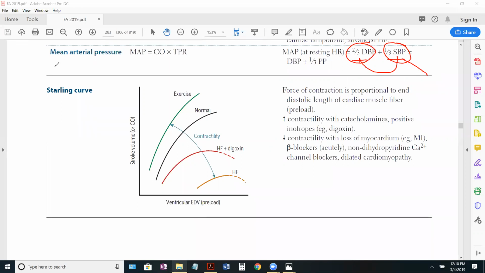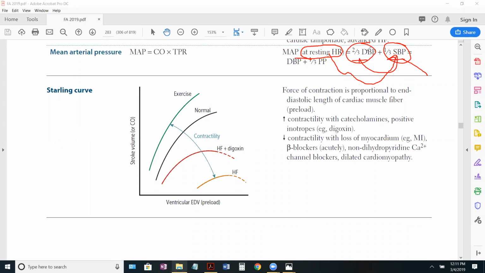If you take a mean of these two, that's how we calculate the mean arterial pressure at the resting heart rate. Remember, it should be at the resting heart rate. Why? Because when we increase the heart rate, we go more and more towards the systolic pressure. Why? Because when the heart rate is very high, the diastolic time is very low in those people, because when the heart contracts a lot, the relaxation time of the heart is decreased, and more time we are in the systolic phase.